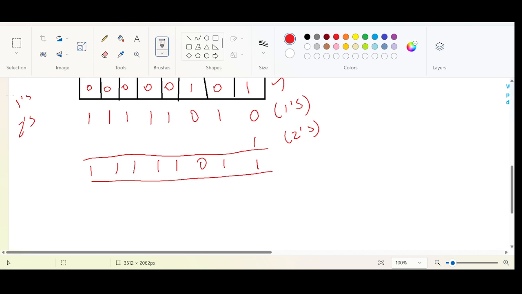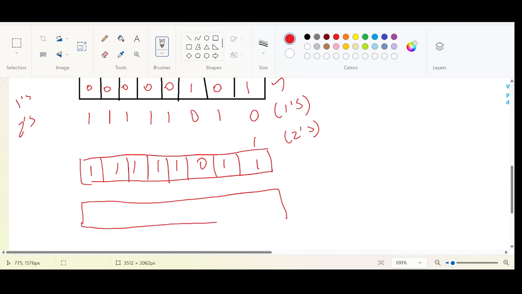Now we will have to do the actual shifting. We have to perform the actual right shifting. For the right shifting, let us imagine that these numbers are inside boxes. Totally there are 8 boxes. So now you perform the actual right shift by 1.